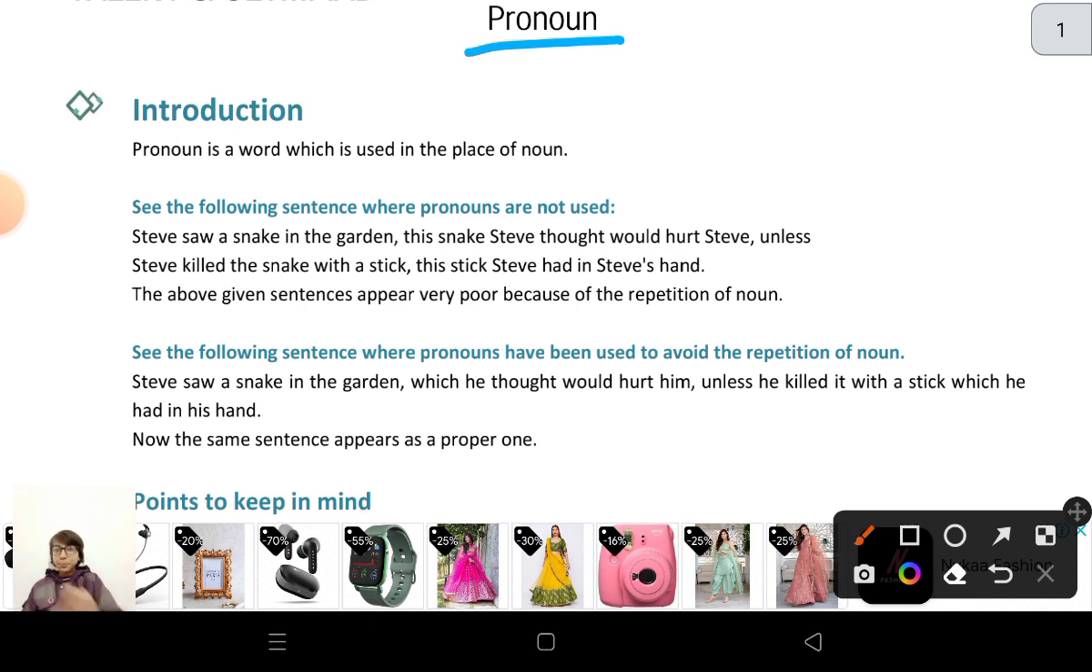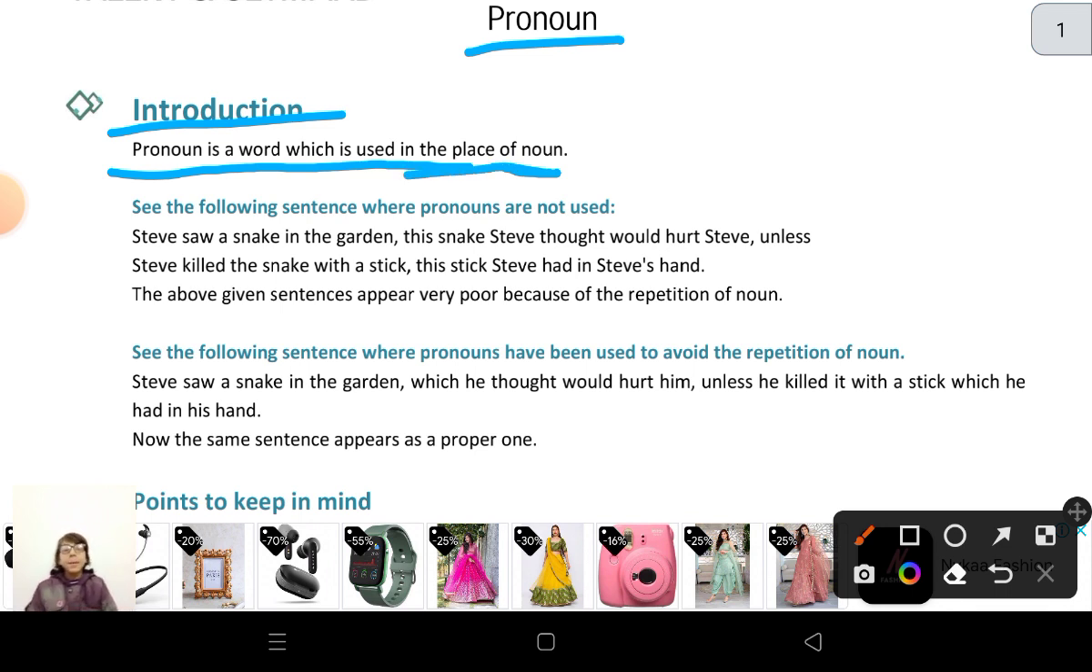So let's see. We are just starting with an introduction. Introduction means, what is a pronoun? As you know, we are going to start a new chapter, that is pronoun, and a pronoun is a word which is used in the place of a noun.